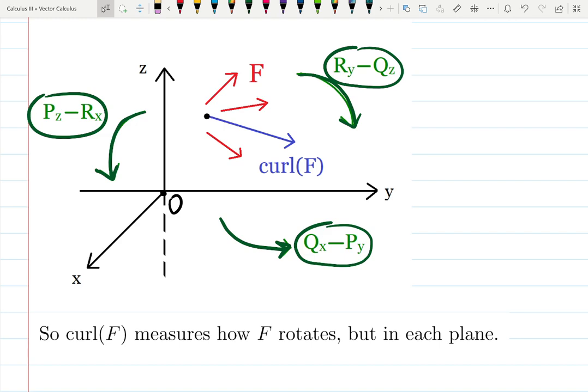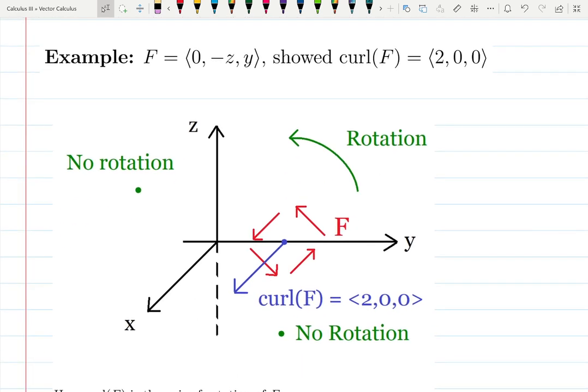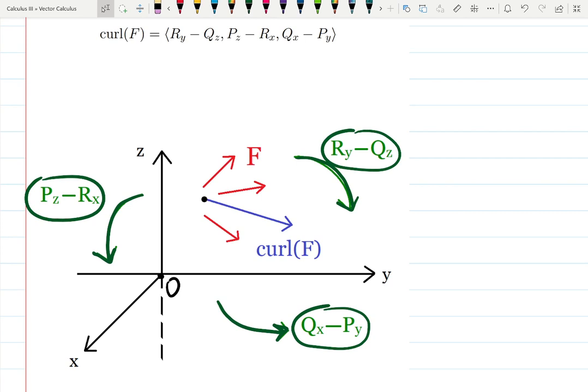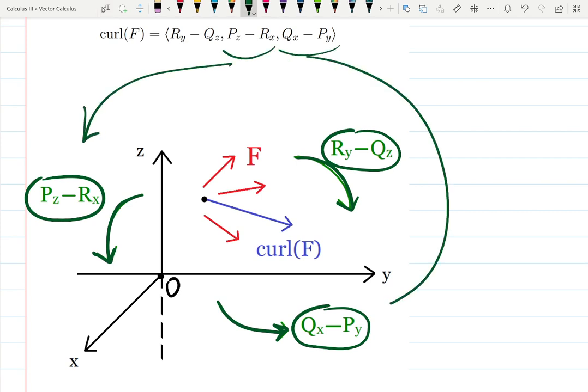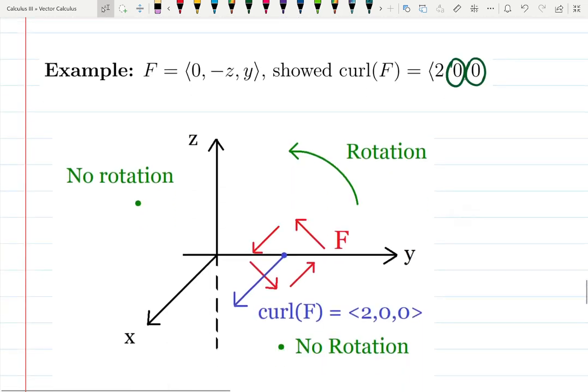So, let's move on and do the example. Here's the example, write it down. We did 0 minus z and y, and we found that the curl was 2, 0, 0. What does it mean? Let me go and check again. Let's see carefully. The second component shows you this vertical plane. The last component is the floor. Okay, so if the last two components are 0, there is no rotation on the left and on the floor.